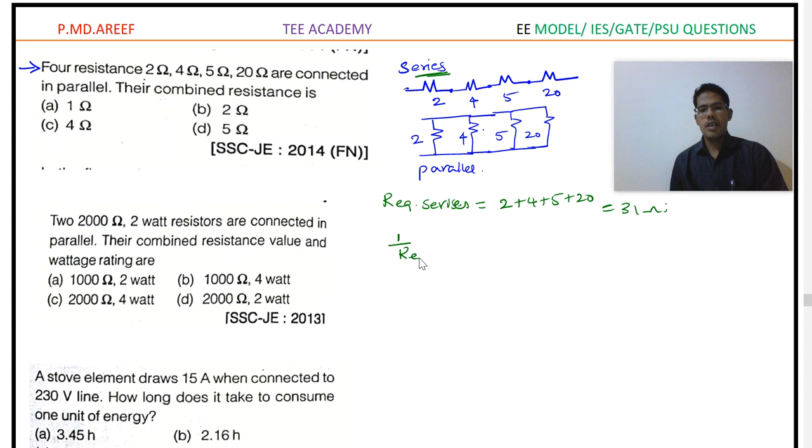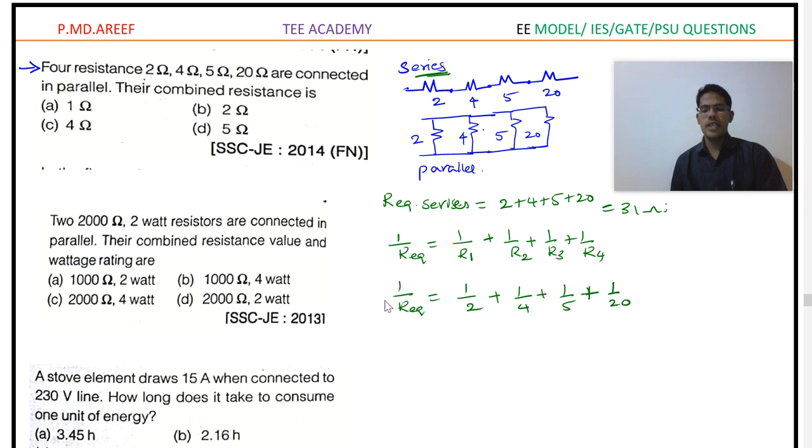1 by R equivalent is equal to, so let's say here the 4 resistances are there. We'll take them as R1, R2, R3, R4: 1 by R1 plus 1 by R2 plus 1 by R3 plus 1 by R4. So 1 by R equivalent is equal to 1 by 2 plus 1 by 4 plus 1 by 5 plus 1 by 20 here. If you solve this, R equivalent is 1 ohm here. So the answer for this question is A, 1 ohm.